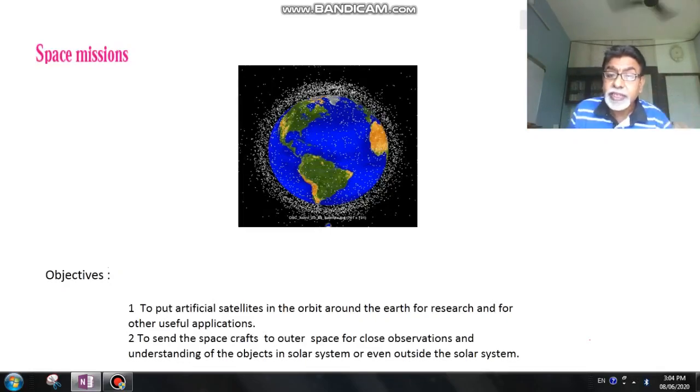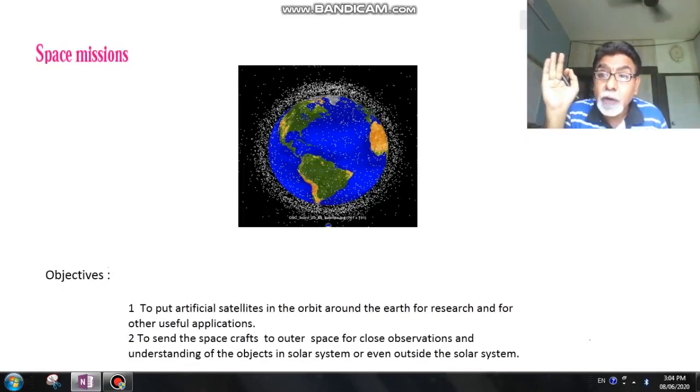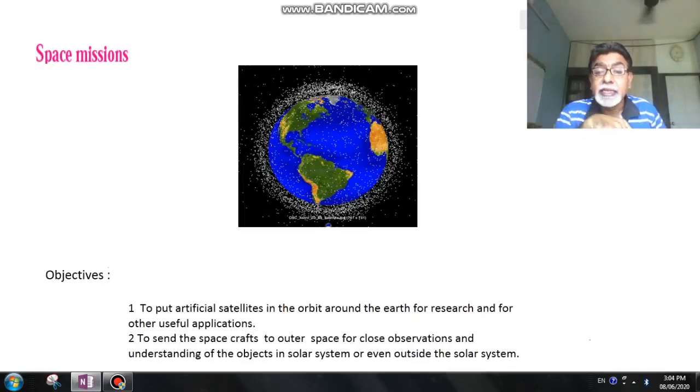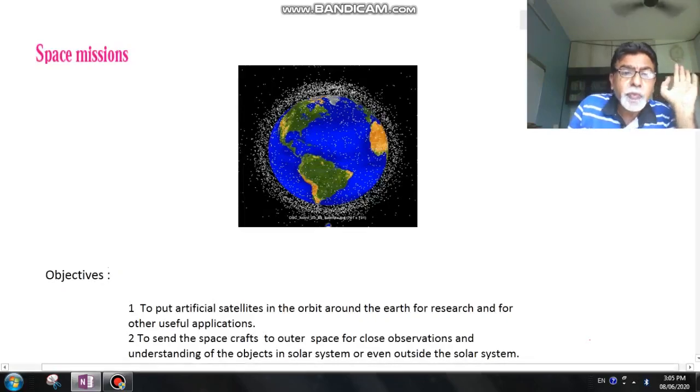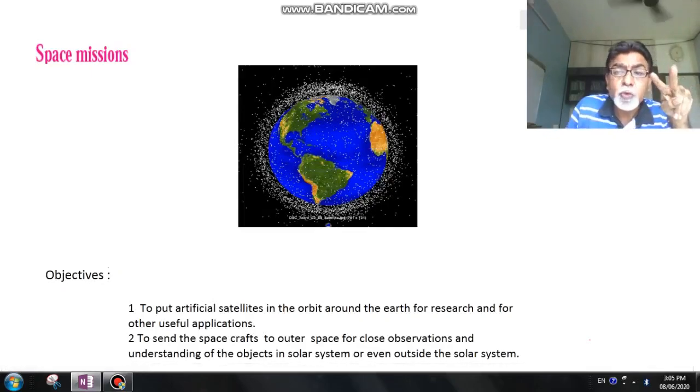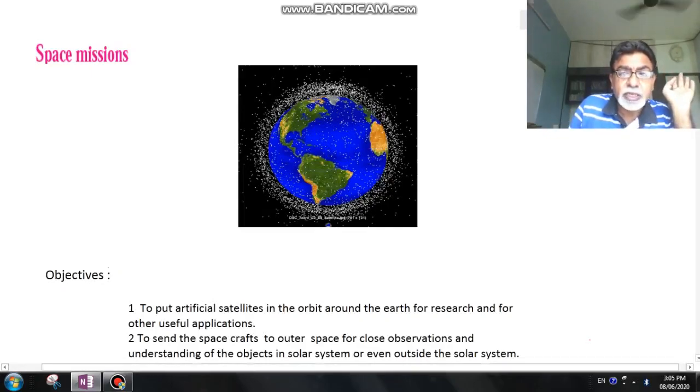Second is to send spacecraft to outer space, for close observation and understanding of the objects in our solar system. Other planets are there, comets are there, planetary satellites are there, to observe these. And even the objects outside our solar system, we are sending spacecraft to observe them also. For these two main things we carry out space missions, and these are the two main objectives of space missions.